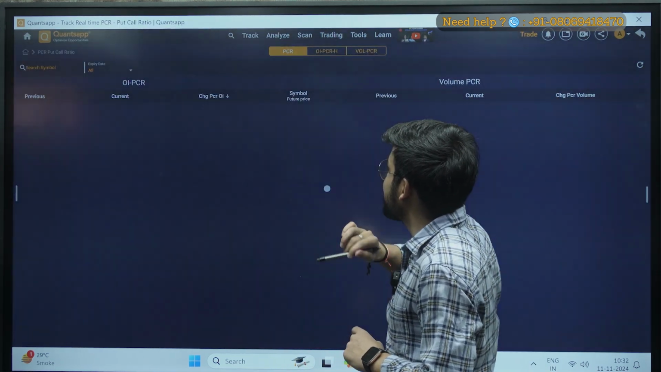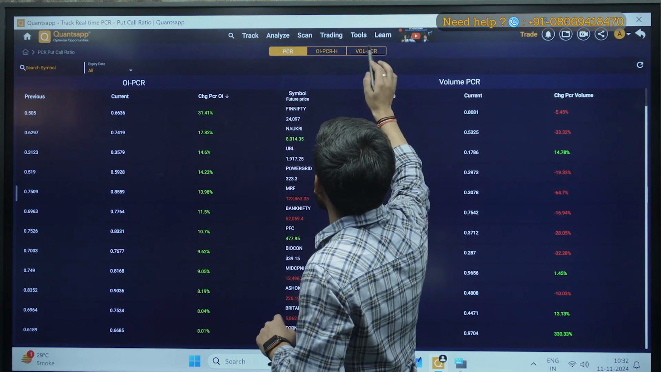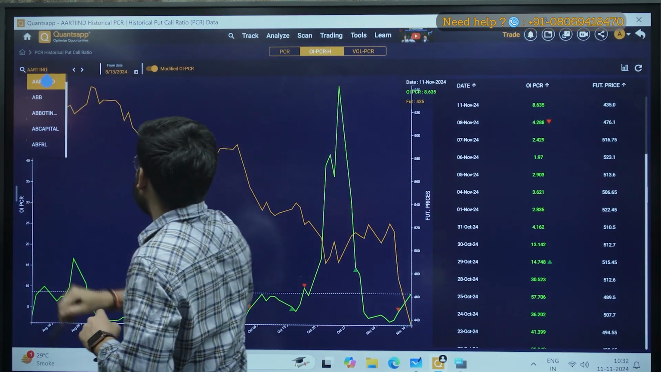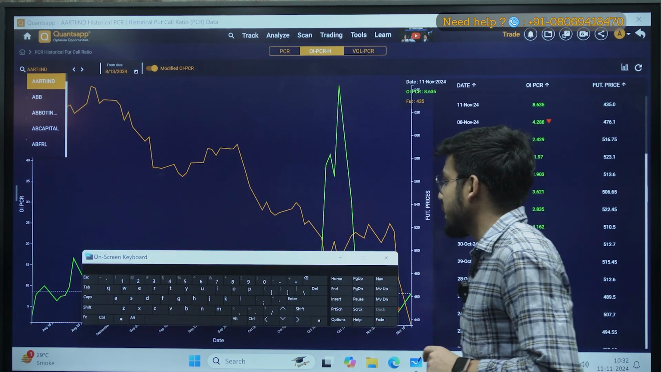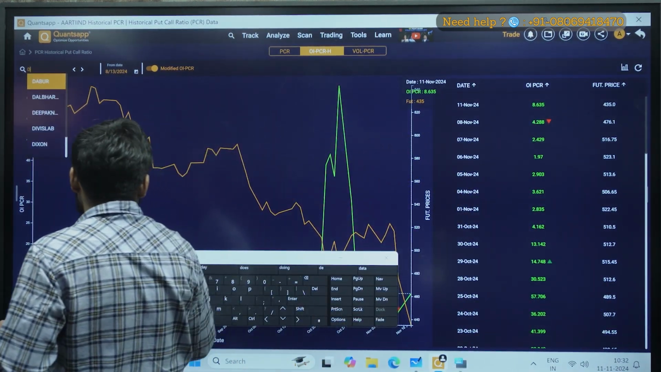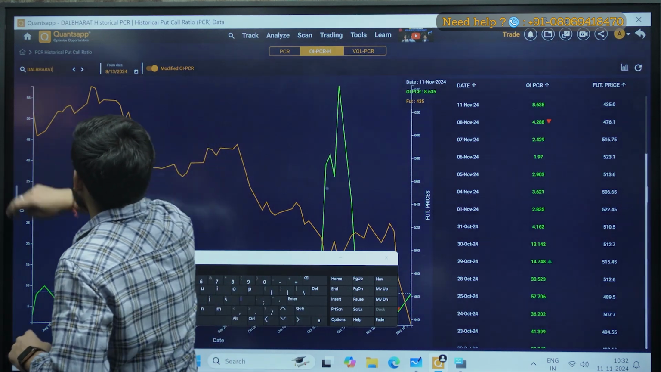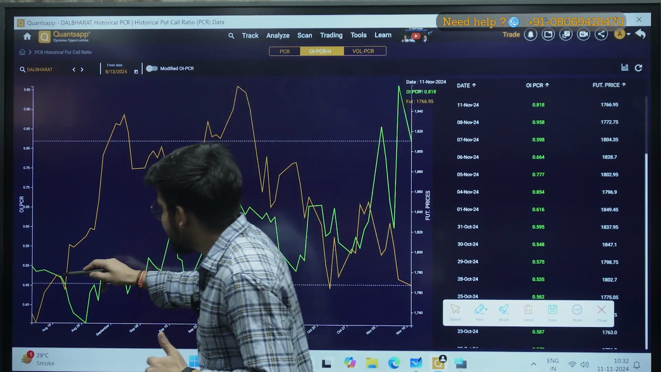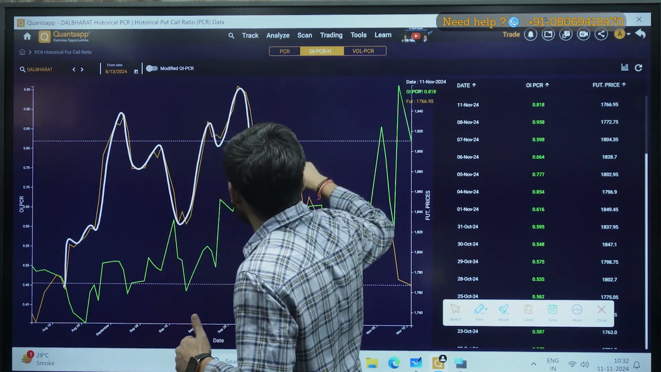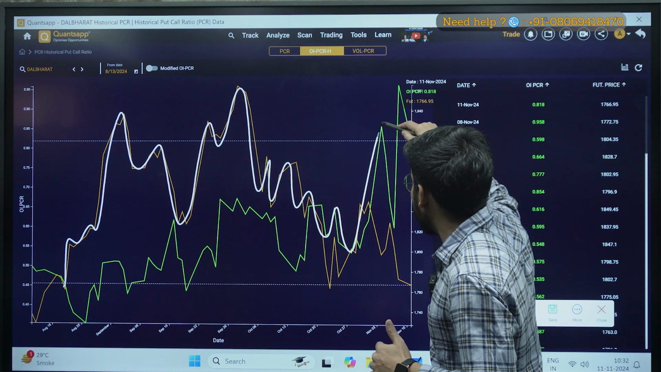In the PCR section, I'm selecting this one, and we have to go here to OI PCR historical. Then I will write my stock here. My stocks were Mother and Son and Dalmia Bharat, so I will just type it here. So this is the stock, right? In Dalmia Bharat, I can see this is the line of my PCR. You can see it is always reverting, moving in a range as always.